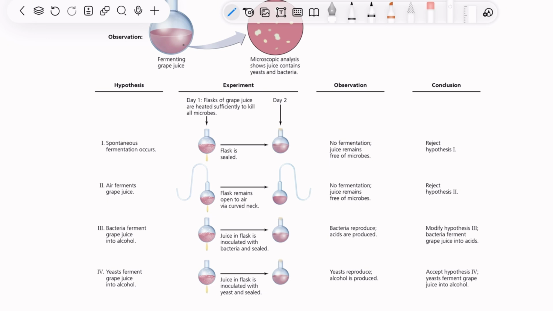And then finally, hypothesis 4. Hypothesis 4 states that yeast is responsible for fermentation. So yeast was introduced into the flask and the yeast cells reproduced. Fermentation occurred and alcohol was produced, confirming that yeast is responsible for fermenting grape juice into alcohol.